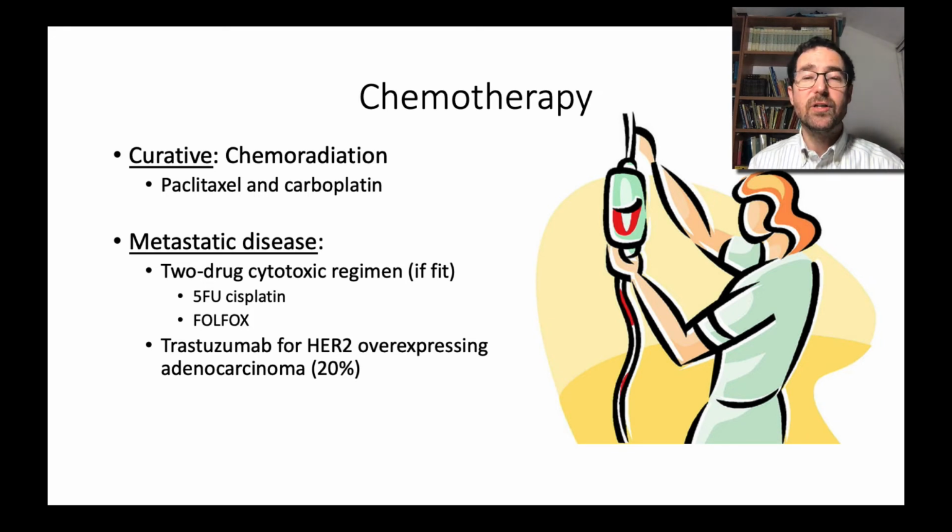However, if they're elderly or less fit, they're more likely to get some kind of single agent. In terms of biological agents, the one drug that's been proven is for a minority of patients, 20% who express a molecule called HER2, then you can give them trastuzumab or Herceptin, a drug more often used in breast cancer.